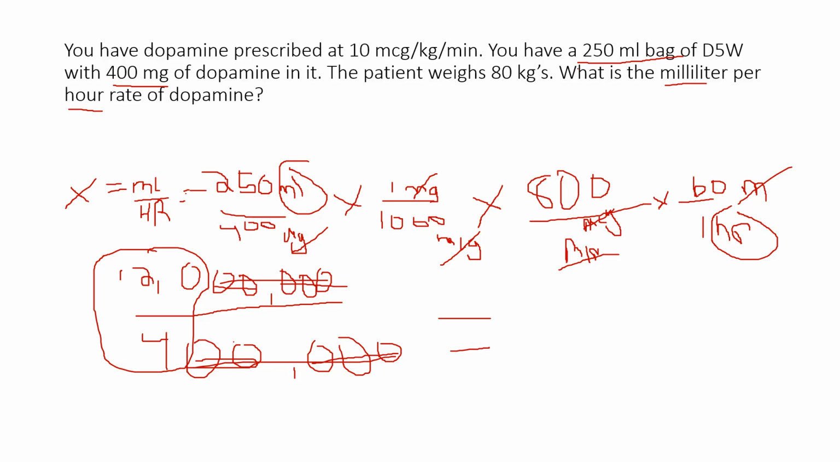So that would be 30. This would equal 30. Obviously, I'm using a calculator because it's late and I can't really think at this point. But you got 30 ml per hour, and that's going to be the rate, ml per hour.